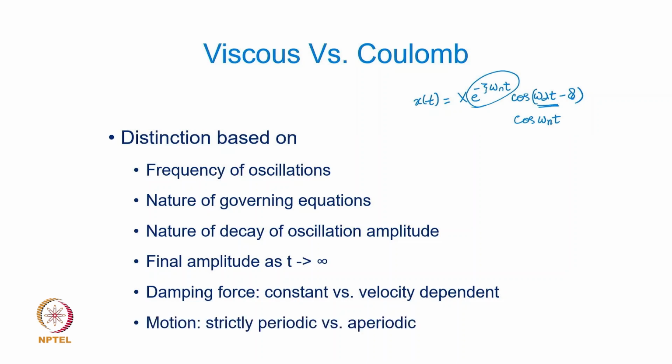And essentially a Coulomb damping is periodic with the harmonic time function of the undamped natural frequency, whereas depending upon the value of the actual viscous damping, the system can exhibit an aperiodic vibration response for the viscous damping case. Right? So these are all the distinctions between these two kinds of damping.